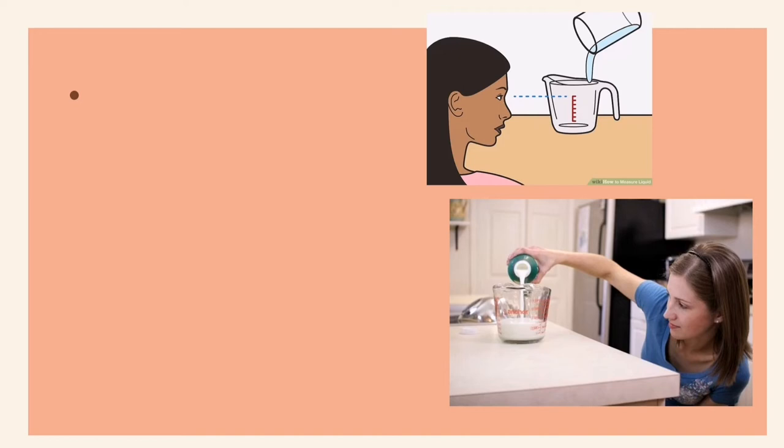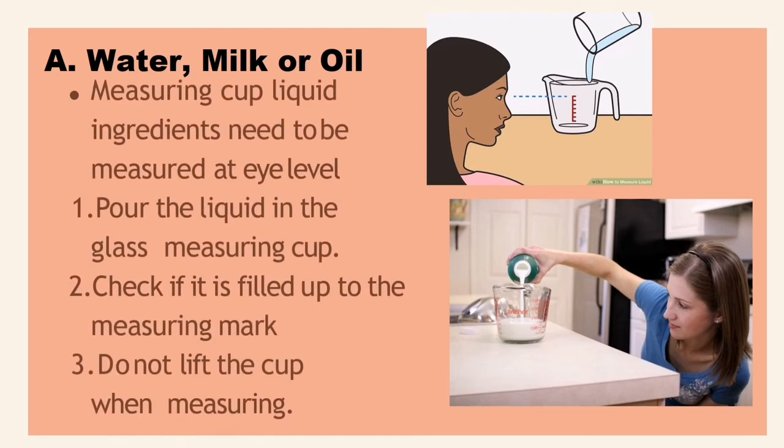In measuring liquid ingredients like water, milk, or oil, first, liquid ingredients need to be measured at eye level. Then, you are going to pour the liquid in the glass measuring cup. Second, check if it is filled up to the measuring mark. Third, do not lift the cup when measuring. Those are the proper ways of measuring dry and liquid ingredients.